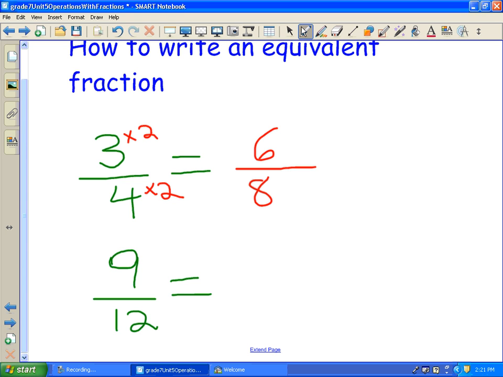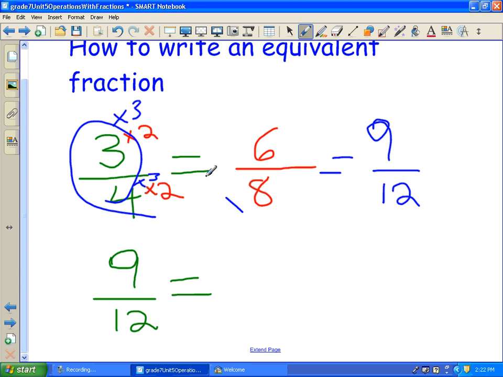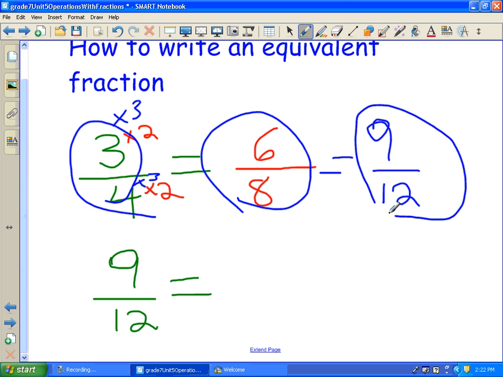Now if I were to multiply it instead of by 2, let's say I wanted to multiply it by 3, the top and the bottom, then I would have 9 over 12. So in other words, as long as you multiply the top and the bottom by the same number, they will always be equivalent or equal fractions. Okay?